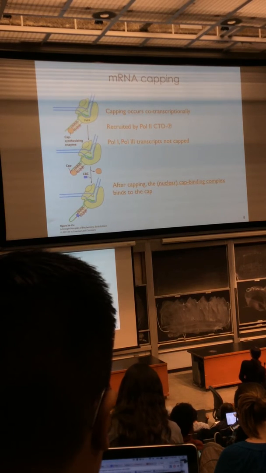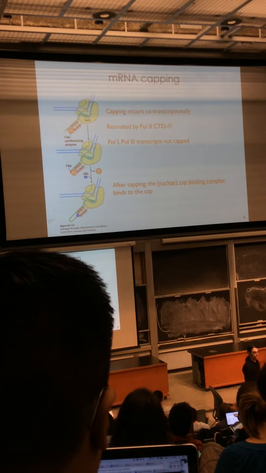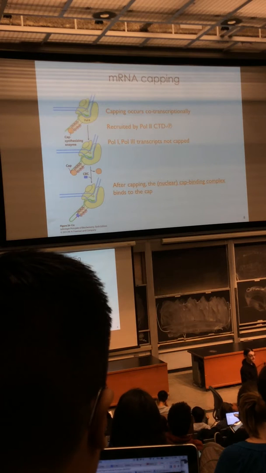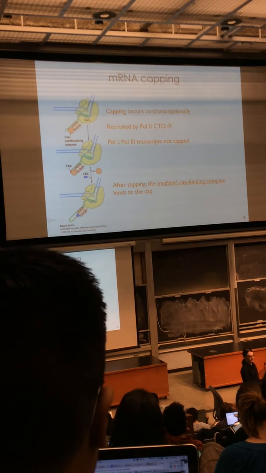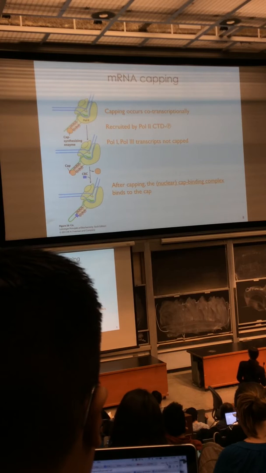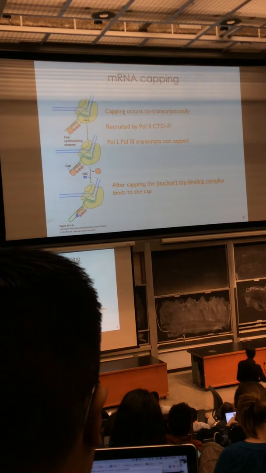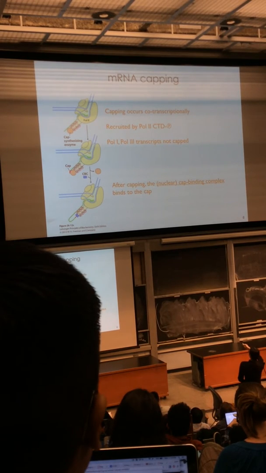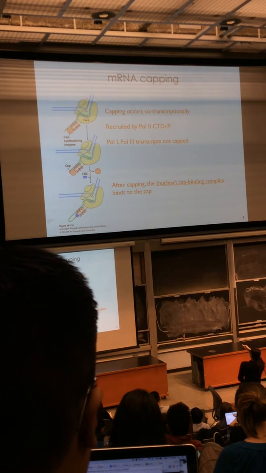The cap synthesizing enzyme is recruited to the C-terminal domain of RNA polymerase based on the phosphorylation status of RNA polymerase. As we discussed last time, this C-terminal domain is a repetitive sequence with a number of serines that can be phosphorylated, and which ones of those serines are phosphorylated changes over the course of transcription. And there's a specific phosphorylation state that's favorable for recruiting the cap synthesizing enzyme near the beginning of transcription. And once this capping occurs, the cap synthesizing complex dissociates.